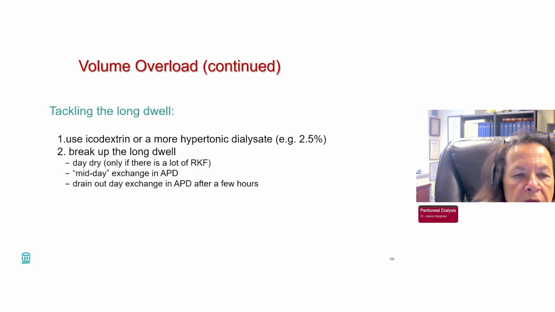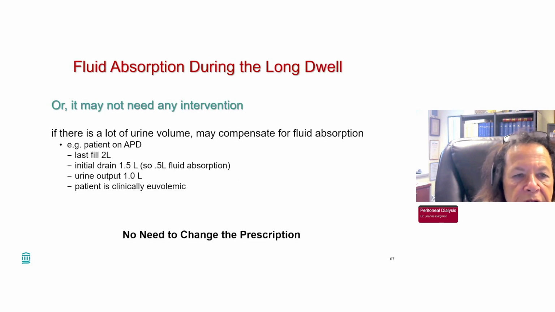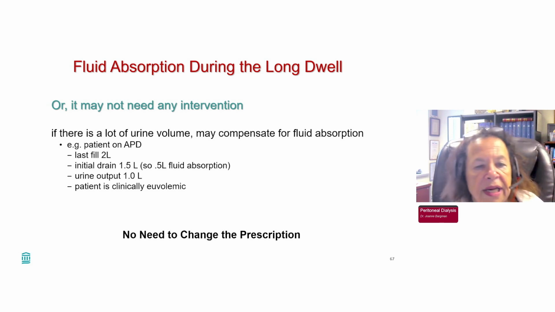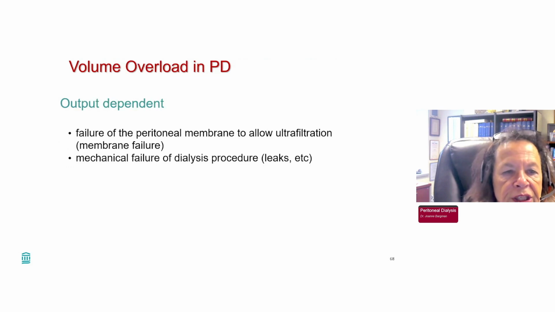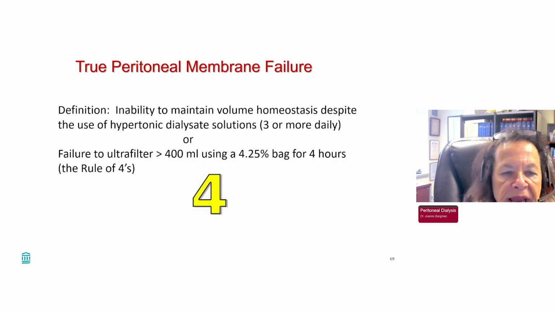So what do we do with the long dwell? Well, use a more hypertonic dialysate or break it up to refresh the osmotic gradient. Or, like I said, it may not need any intervention if the patient is euvolemic. No need automatically to change the prescription. And for output dependent, there's failure of the peritoneal membrane to allow ultrafiltration or true membrane failure or mechanical problems.